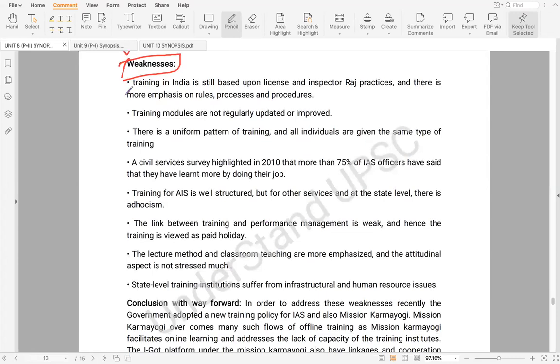What will be the weaknesses? So training in India is still based upon license and inspector Raj practices, and there is more emphasis on rules, processes, and procedures. This is again nothing but goal displacement. Training modules are not regularly updated. There's a uniform pattern of training, and all individuals are given the same type of training despite varying complexities, right?